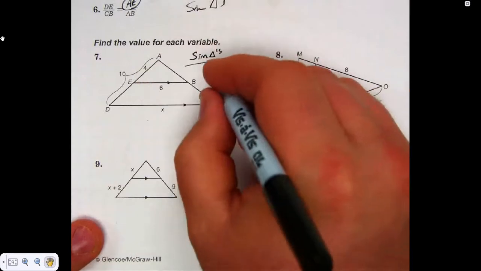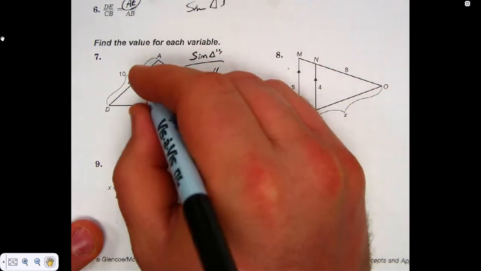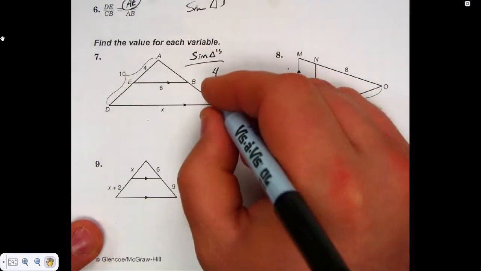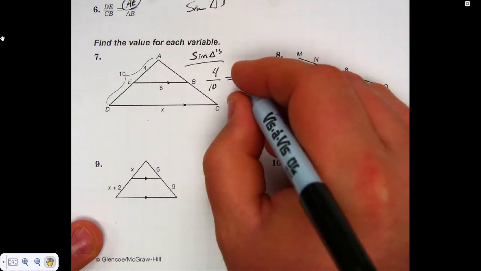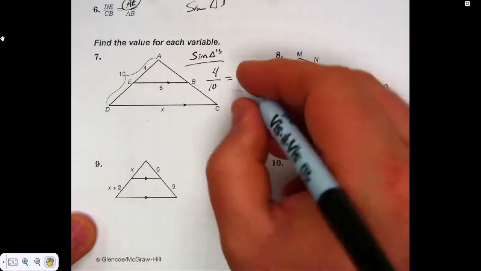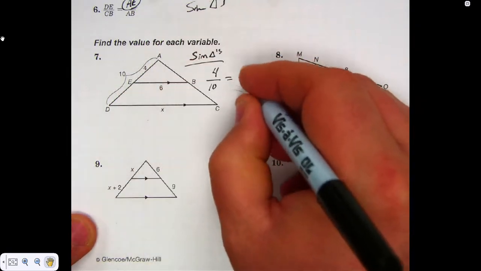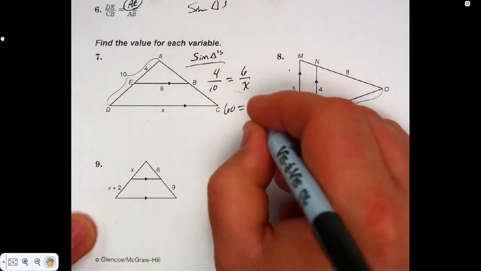So, that would be 4 over, what's the whole thing? 4 over 10. Is equal to? Somebody tell me. 4 over 6. I went 4 over 10, 6 over x. Cross multiply, 60 is equal to 4x.